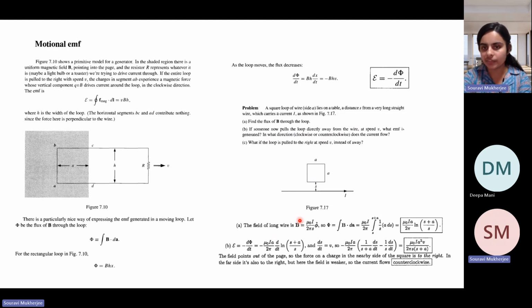Why? Because magnetic field B has only a dependence of 1 by S. It does not have any dependence along this line, right? So as the flux remains the same, the magnetic flux that is linked to this loop is constant, and so there is no net EMF generated. Okay, so in this case, EMF will be 0. So this is how you get motional EMF.